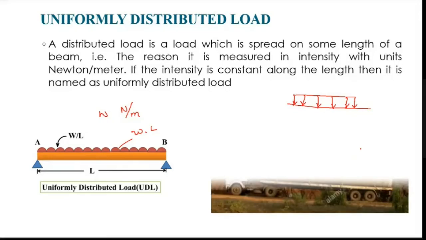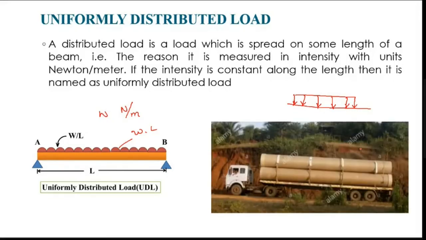So whenever you have a load like this, you can convert it to a point load. So how to do that? As I told you earlier, this entire load is acting at the center. So which means W into L is the total load, which will be acting at the center, at a distance of L by 2. So this is how you can convert it. Okay. So these are some applications of this uniformly distributed load. So converting it, it's a W into L at the center, which is L by 2.